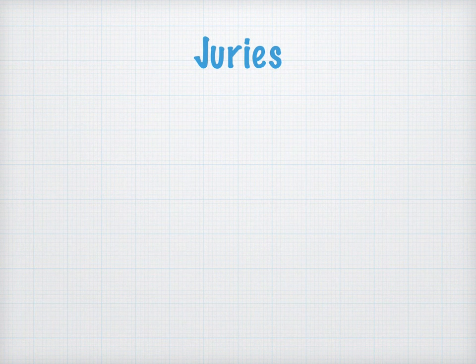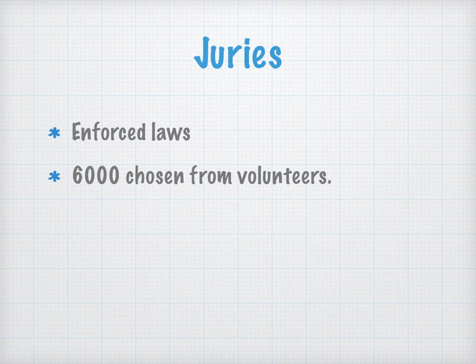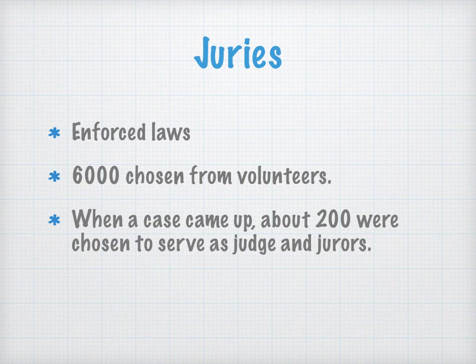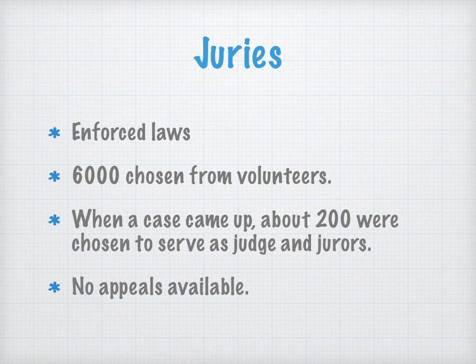Another important component was the juries. These were in charge of enforcing the laws made by the assembly. So 6,000 jurors would be chosen each year from volunteers who wanted to. And then when a case came up, about 2,000 of these would be selected. One of them would be the judge and the rest would be the jury. And you were not able to appeal any decision made by a jury.